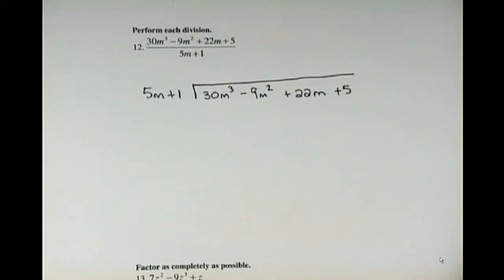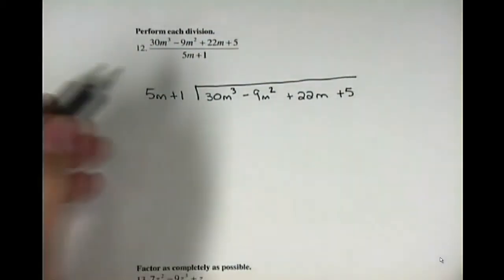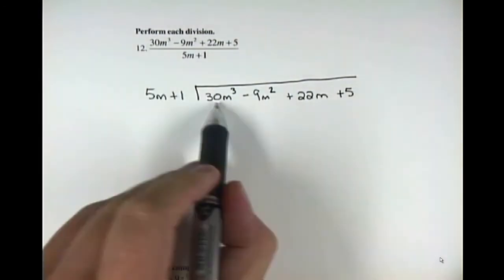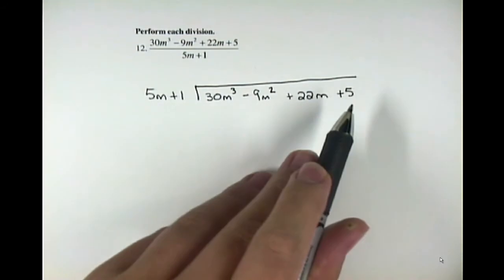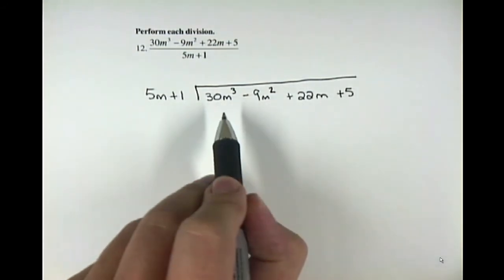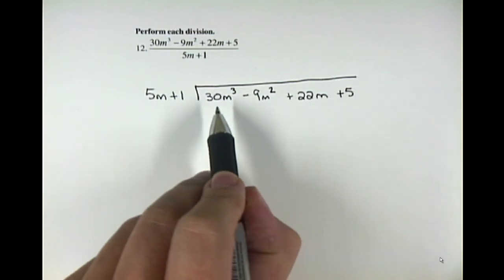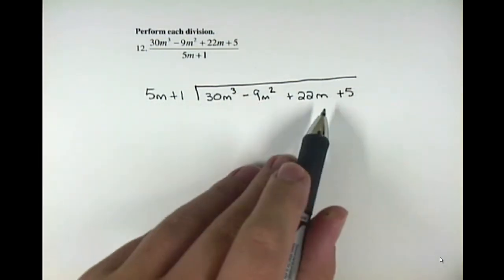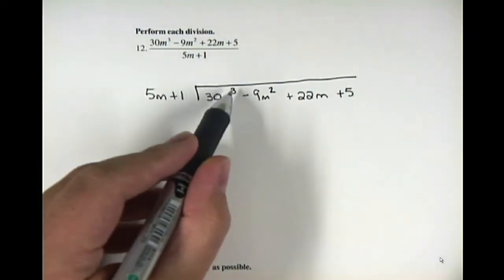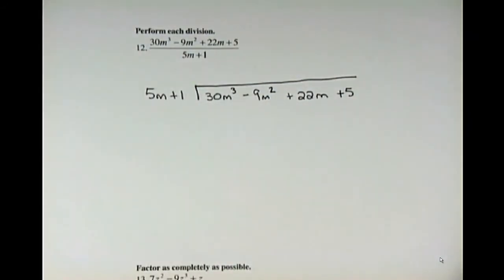It's a long division problem, and when you have long division, generally you will have a binomial as your divisor, and the inside part can be any amount, any length of a polynomial. This one has an m cubed. That's the highest degree, so it's a degree 3 polynomial.